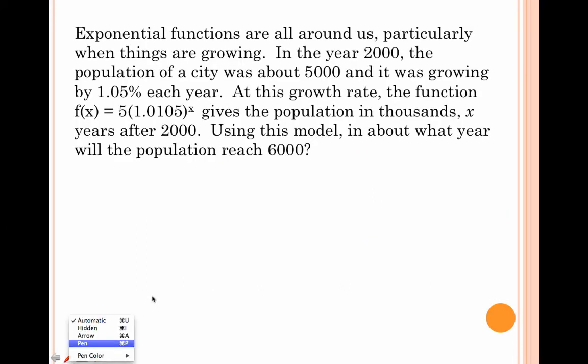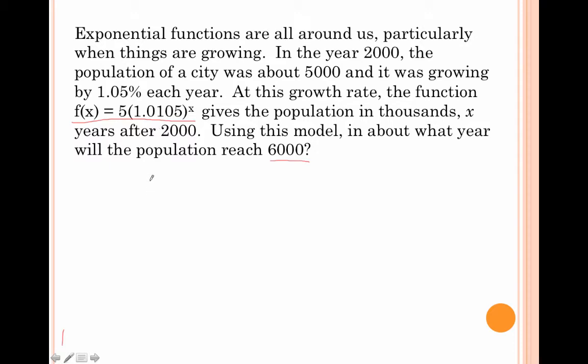All right, so here we're going to do an application problem, exponential functions. We actually are going to see these in the real world. So in the year 2000, the population of a city was about 5,000. It was growing by 1.05% each year. So I want to know at this growth rate, if I can map that with this function, f of x equals 5 times, here's that percent increase, what the population will be in thousands after X number of years. So in fact, when will that population reach 6,000?